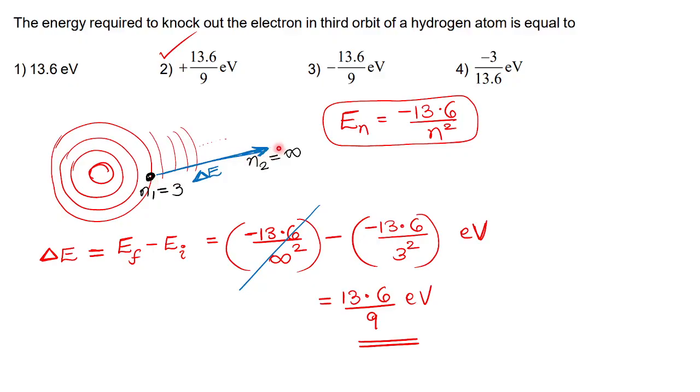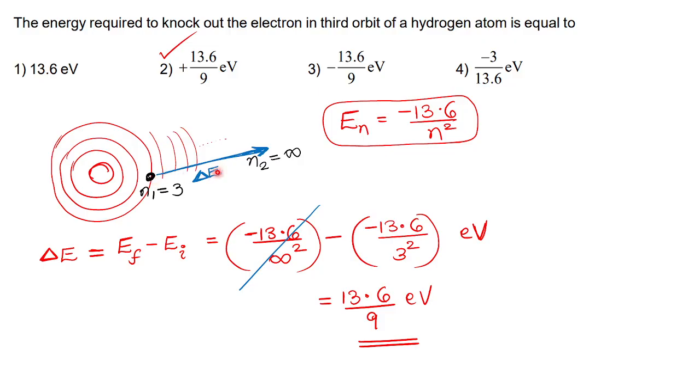Because if the electron is at infinity, there is no attractive force by the nucleus. So if I want to knock out the electron, remove the electron, it has to be sent to the infinite orbit. So from 3 to infinity, the electron has to be transferred. How much energy is required for that transferring?